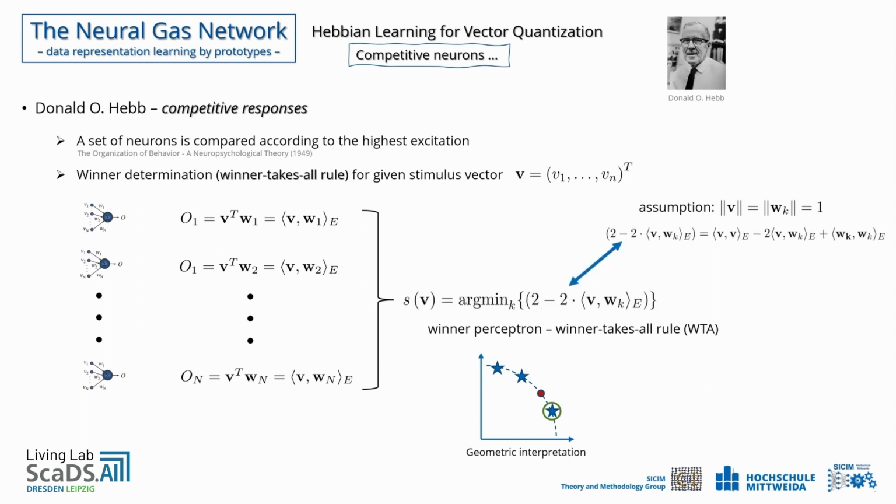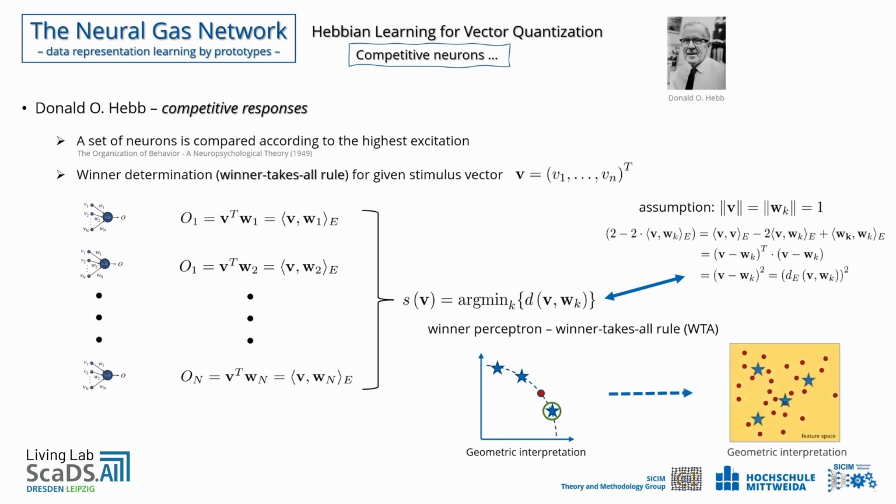But if we take this into account, we can also rewrite this winner-takes-all rule in a minimum rule, which is that we have the minimum of 2 minus 2 times the respective inner product. And of course, we all know this is nothing else than the Euclidean distance, or the squared Euclidean distance. And so we can translate the winner determination regarding the highest excitation into a geometric rule, where we represent our weight vectors as weight vectors in the data space, and also in the data space live our data vectors, and now we have the minimum distance rule. So we have a geometric interpretation for that.